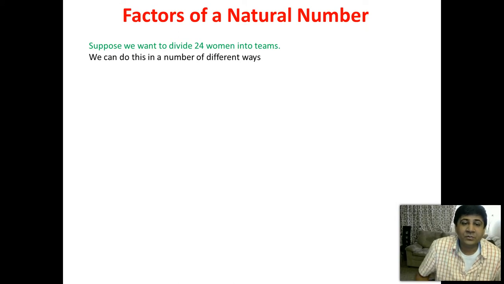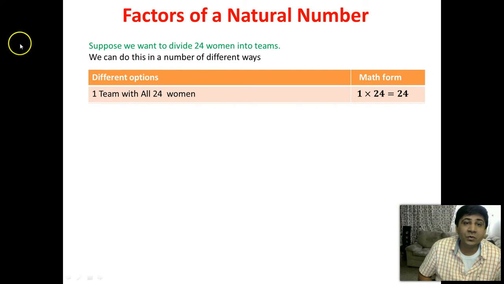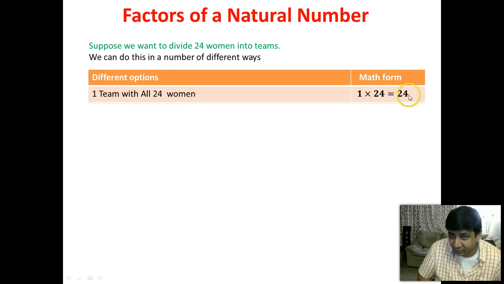Now, to explain the concept of factorization, let's look at one example. Suppose we want to divide 24 women into teams. This can be done in different ways, so let's explore all these different methods. Suppose we make one team with all the women in that team. In mathematics, that means 1 times 24: one team, and there are 24 members in it. Since 1 times 24 is 24, that means 1 and 24 are factors of 24.